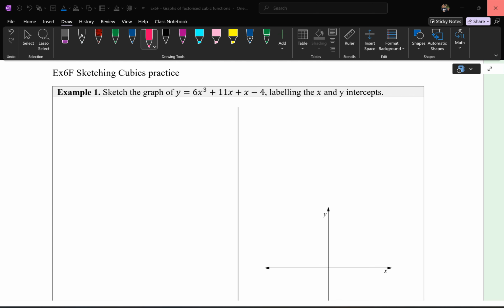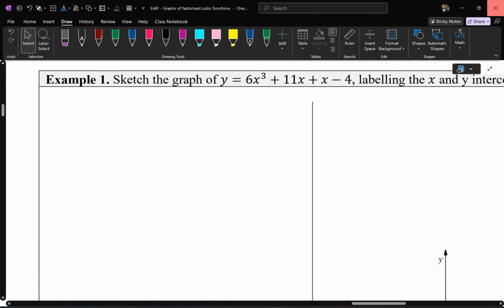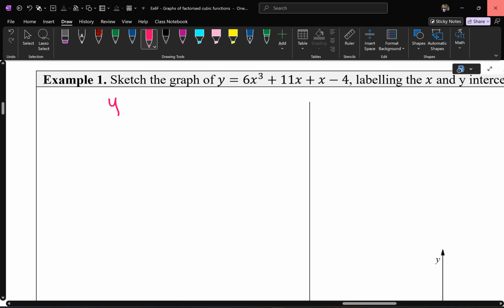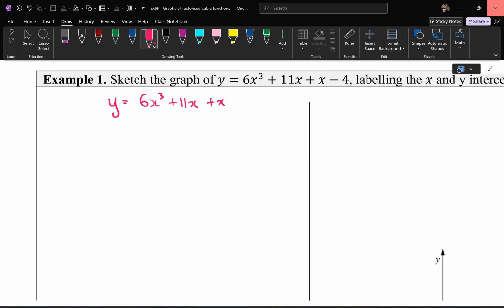All right, let's start off with this first one. So we've got 6x cubed, so let's write it out. I've got y equals 6x cubed plus 11x plus x minus 4. On a logical sense, you only need to find the x-intercept and y-intercept. Let's find the y-intercept because that's the easiest one to find out.